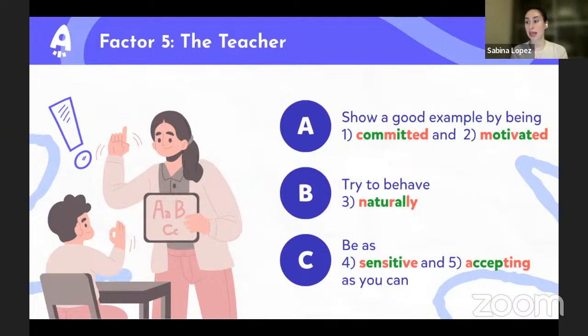Being committed means that your focus and attention are 100% on your student and the lesson, avoiding and eliminating any distractions. By being motivated and committed, you set an example to your learner. You encourage them to be committed too. If you're 100% focused, then your student will be so too.